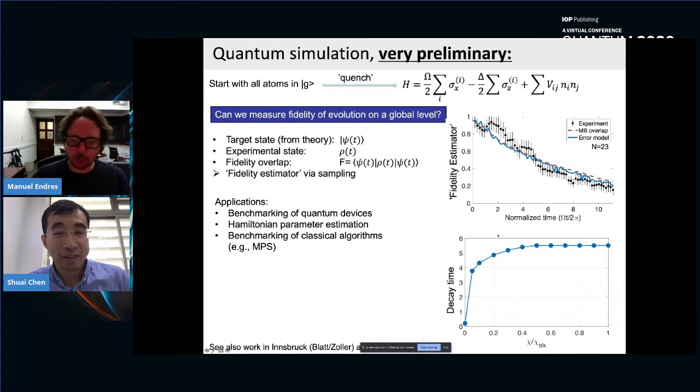And now you can plot, for example, the decay time you have in that curve as a function of the bond dimension in the matrix product state. So this x-axis, this bond dimension, basically quantifies the classical resources you put into predicting psi. And what you see is that you only predict the decay time correctly, and this would be 5.5 in that case, if your bond dimension is above a certain threshold.